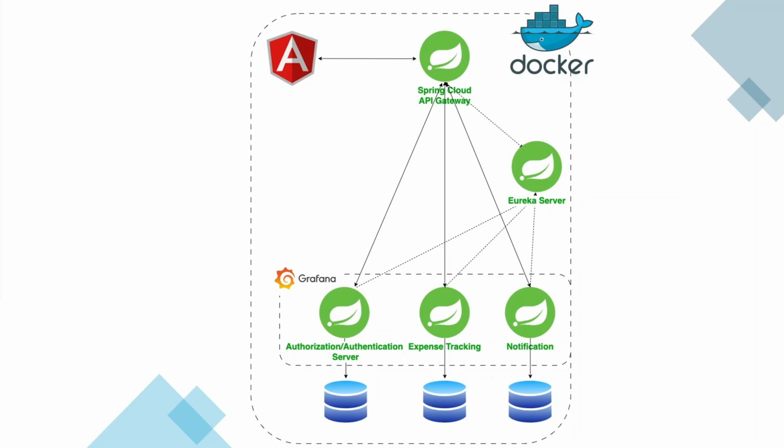Hey everyone, welcome back. In this video we are diving into Spring Cloud API Gateway. It's the critical piece that ties all our microservices together. If you've been following along, we already set up our Eureka Server and our Authentication Service. Let's see how the API Gateway can route and secure our services.